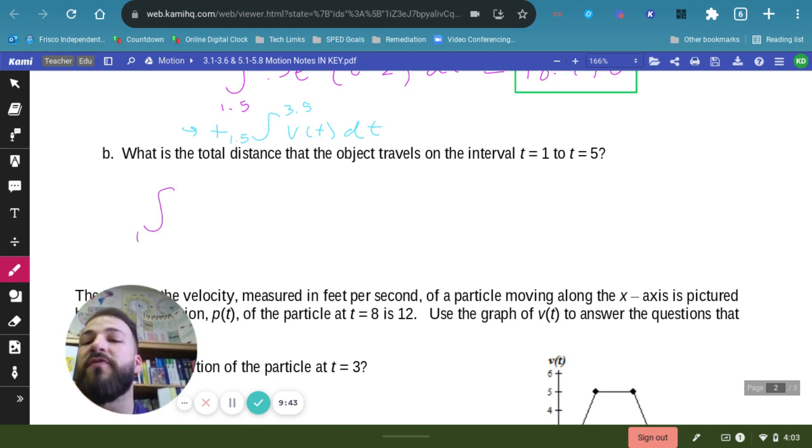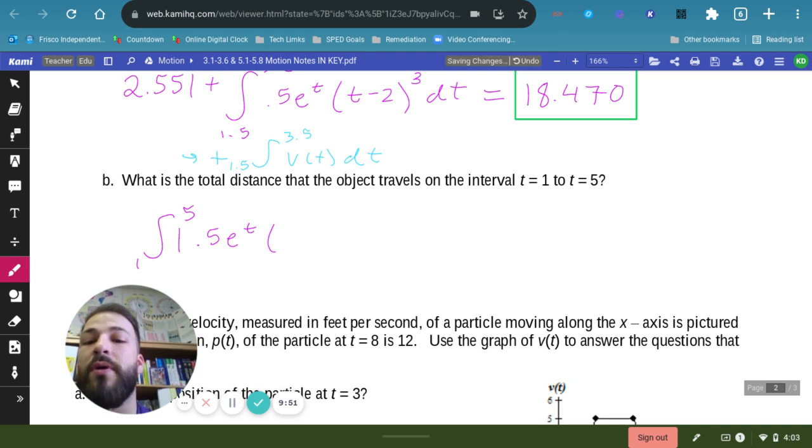So this would be the integral from 1 to 5 of the absolute value of 0.5 e to the t times (t minus 2) cubed dt. And once again, you could replace that with just v of t instead of writing out the whole function, either one would be fine.